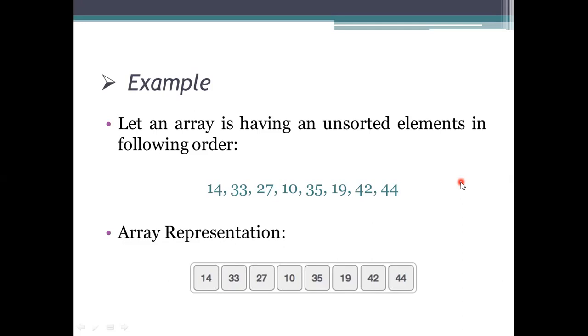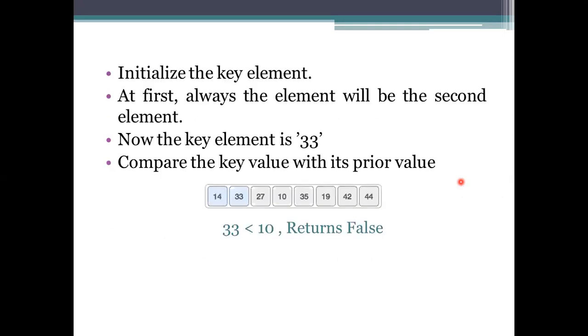So we took this example, which consists of 8 elements. This is the array representation. When we start with the insertion sort, we need to take a key element into account. At the initiation step, the key element will be the second element in the array. We won't start with the first element; we compare it with the second element, then the third, fourth, fifth, and so on, up to the n elements.